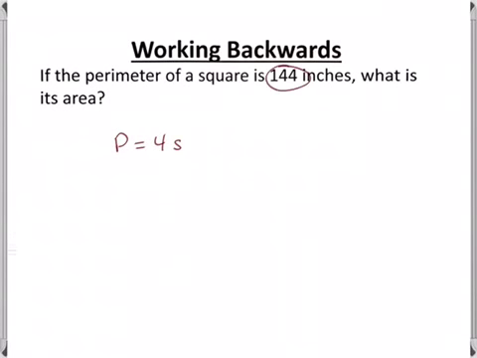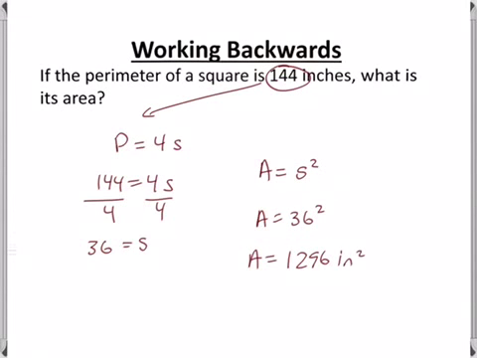So to find the area, remember, area of a square is side squared. So in this case, we've got 36 squared, which gives us an area equal to 1,296 inches squared.